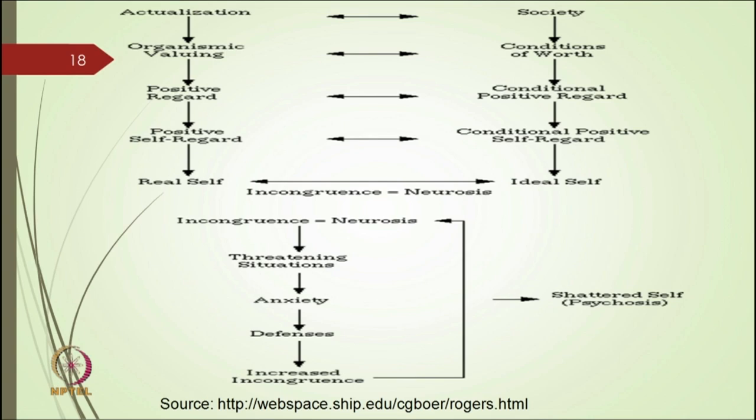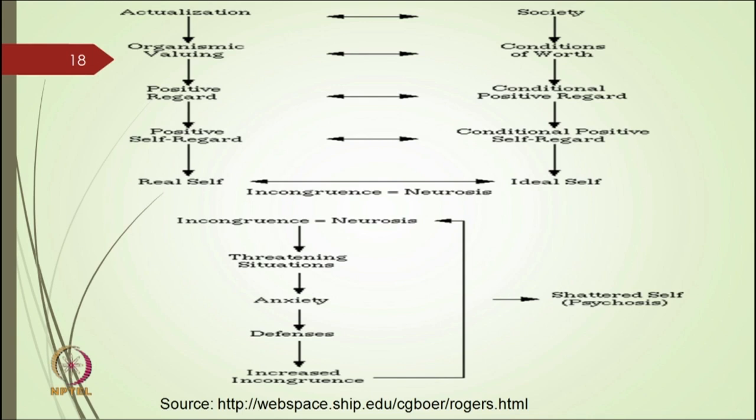This positive regard leads to positive self regard, and that is our real self. On the other hand, from society's side you have certain conditions of worth. If you fulfill those worths, then you will have conditional positive regard, which interacts with positive regard also. And then conditional positive self regard, which is connected with positive self regard, connects with ideal self. So from the personal side we have real self, and from the societal message side we have ideal self.